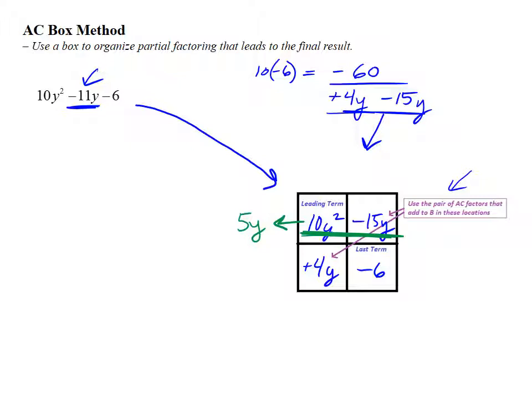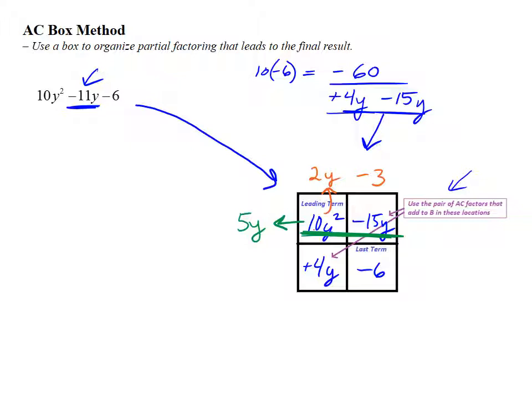Now, once we know that that is the common factor, we pull out that 5y, and whatever we would get left, we put up above the box. So 10y squared divided by 5y is 2y. Negative 15y divided by 5y is negative 3. Make sure you put the sign up there.